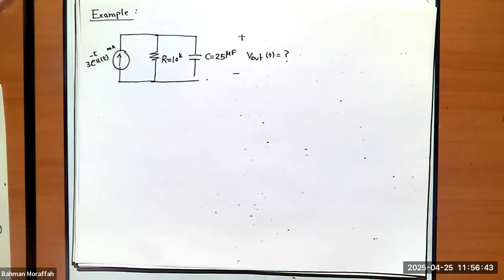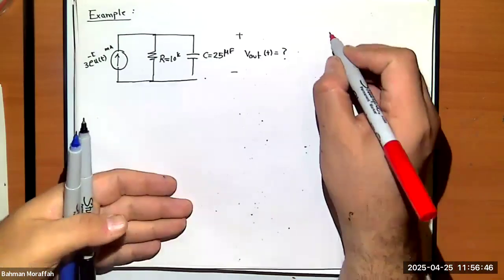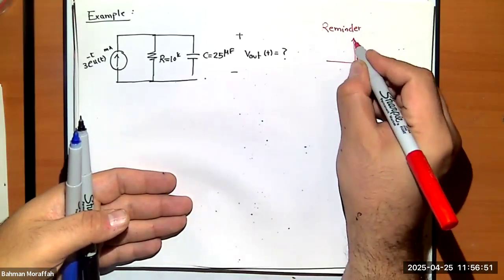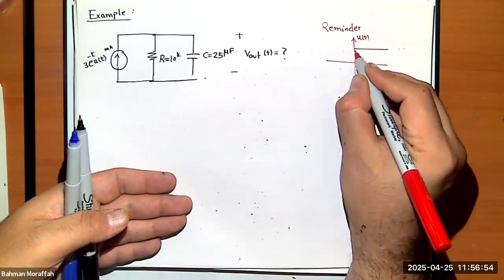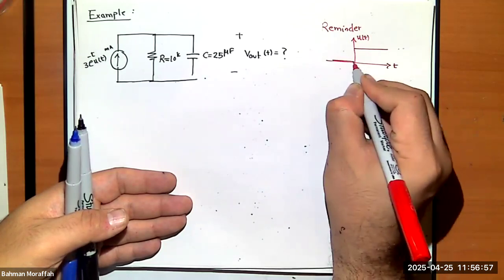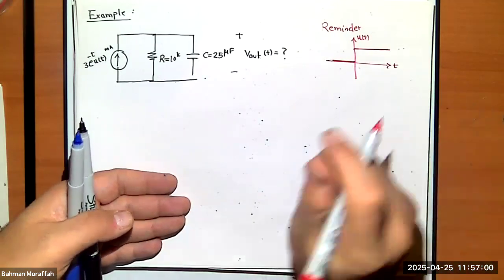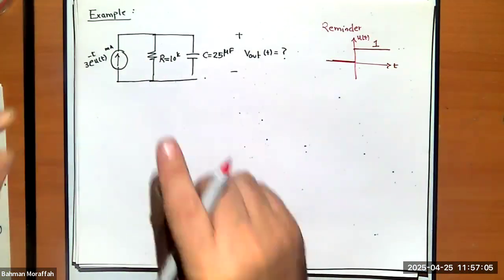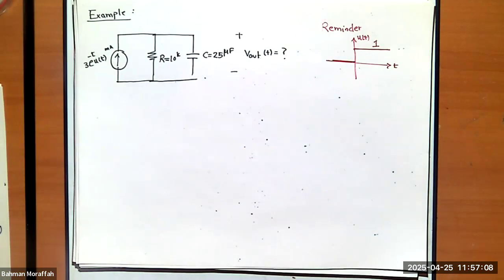right? Remember u(t), it looks like this. It is 1 for all times greater than 0. It is 0 for negative times, right? So what it tells me is that I have a current source with value 3 times e to the power of minus t for all times greater than 0. Now for time less than 0, it's like that source does not even exist, right? So it looks just like a switch, right?